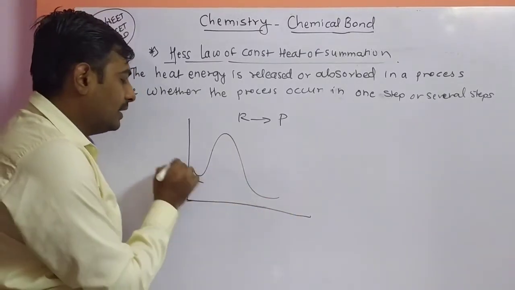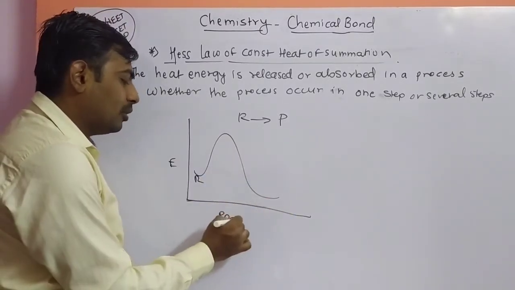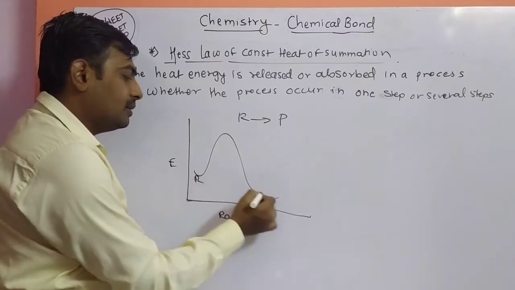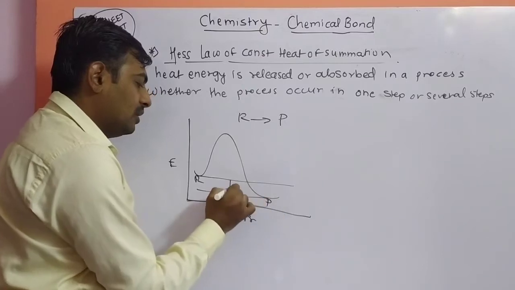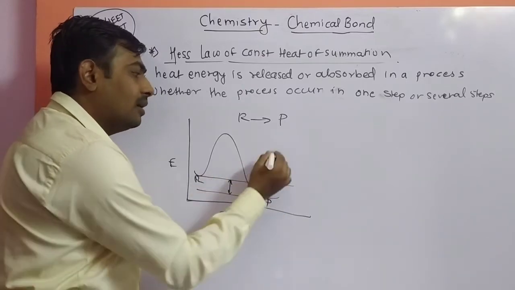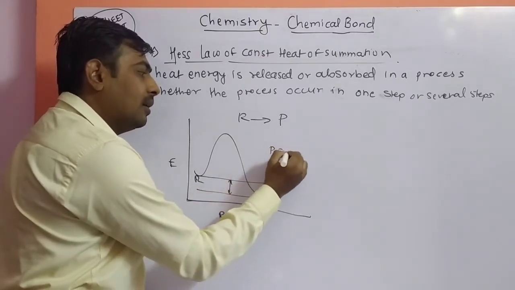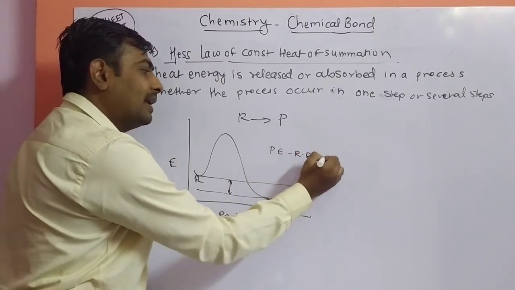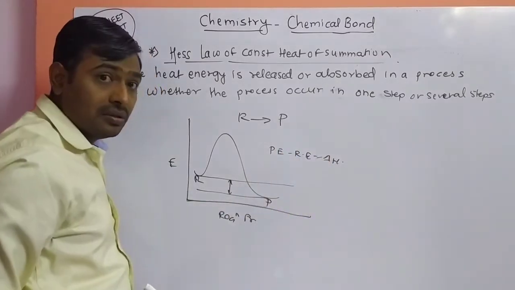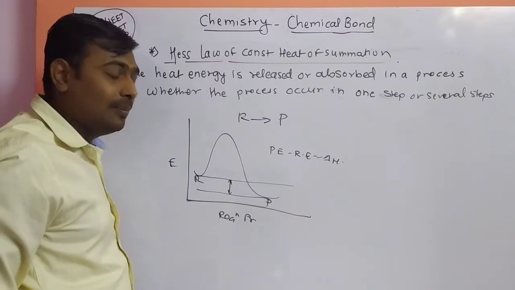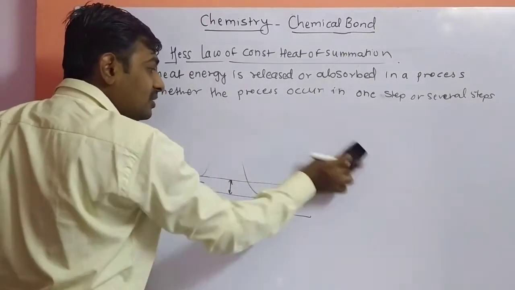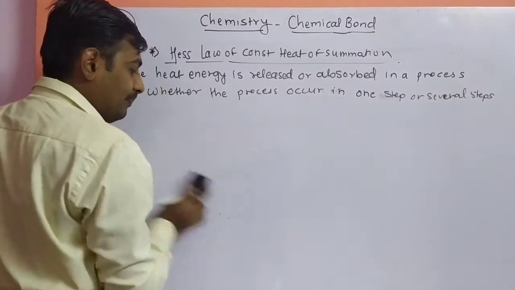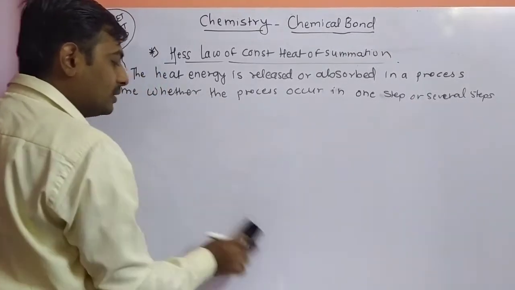So this is your reactant energy and this is your reaction progress, and this is your product energy. Whatever the energy difference is from reactant to product, product energy minus reactant energy, that energy is called the enthalpy of reaction. We will discuss this concept on the basis of enthalpy, denoted by delta H.